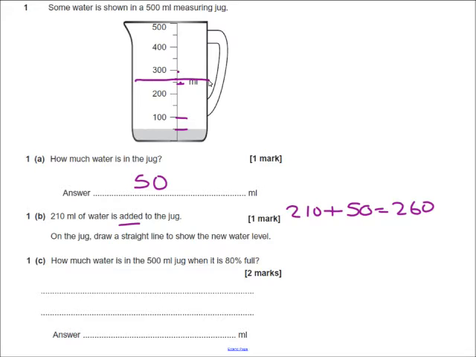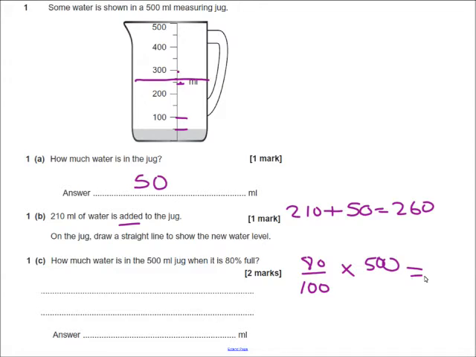Question 1c. How much water is in the 500 millilitre jug when it is 80% full? So this is a percentages question, and you can use your calculator. So 80% of something is 80 over 100 multiplied by whatever it is we're working the percentage of. In this case it's 500.